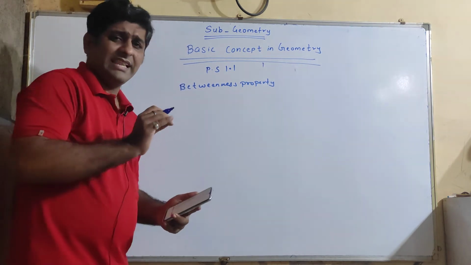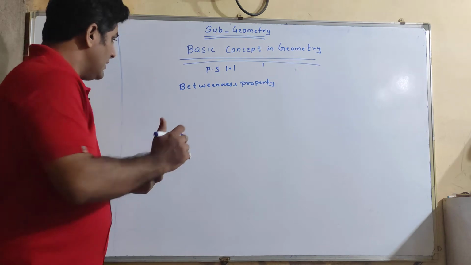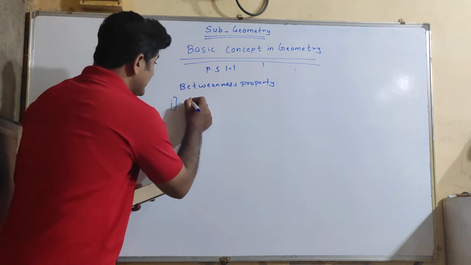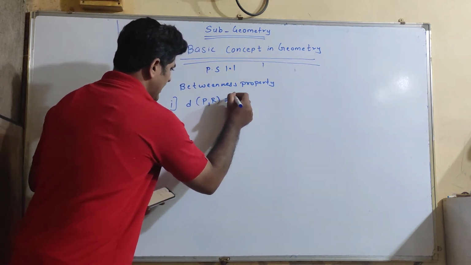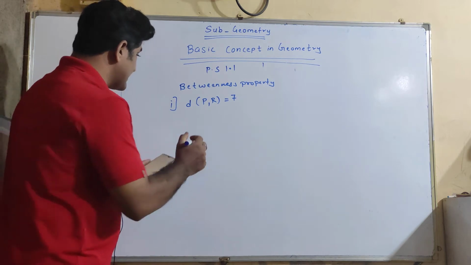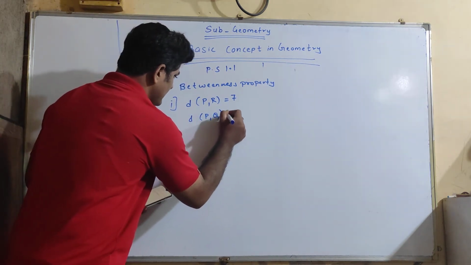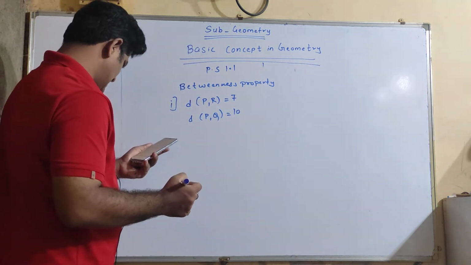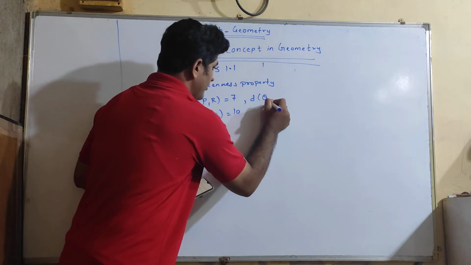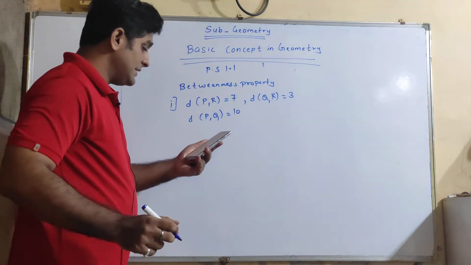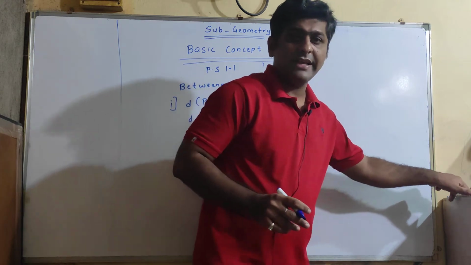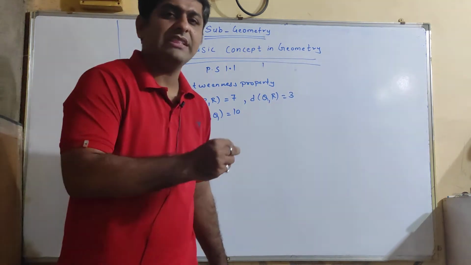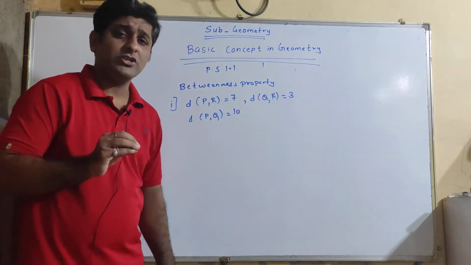Like, for example, let us start with one example over here. For finding whether there exists a betweenness or not, you will be provided with 3 distances. Like here, an example that I am taking, distance PR is 7, distance PQ is 10, and distance QR is 3. Now, in the exam, students, a question will be asked to you, identify whether there is betweenness property among the given set of points or not.